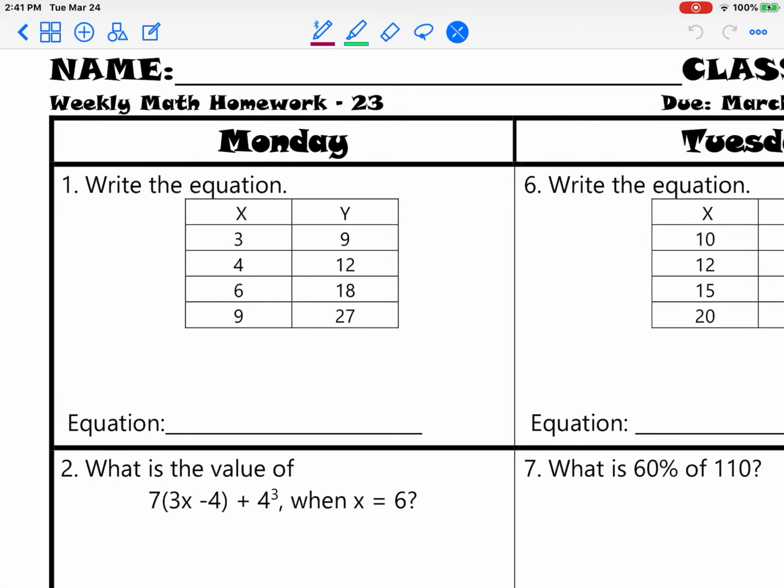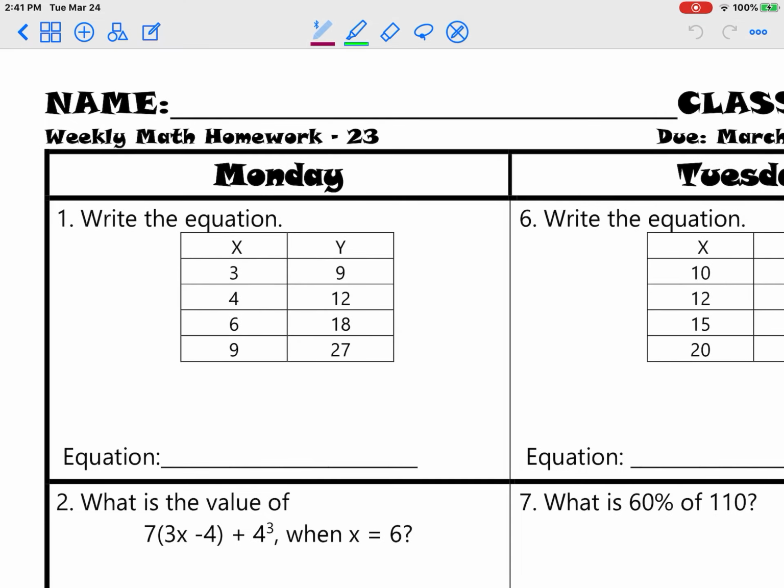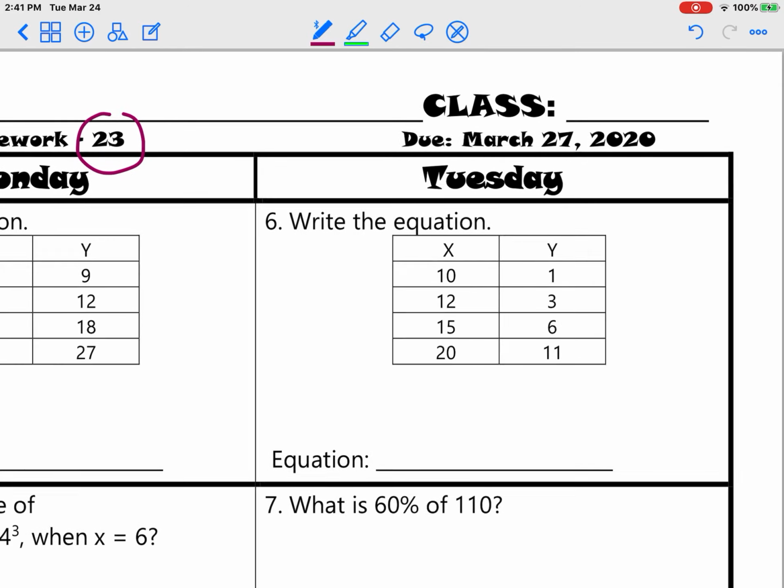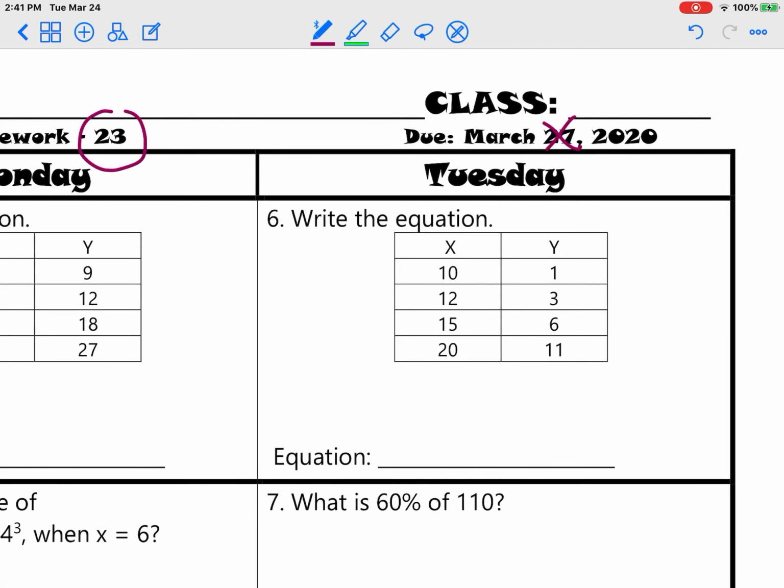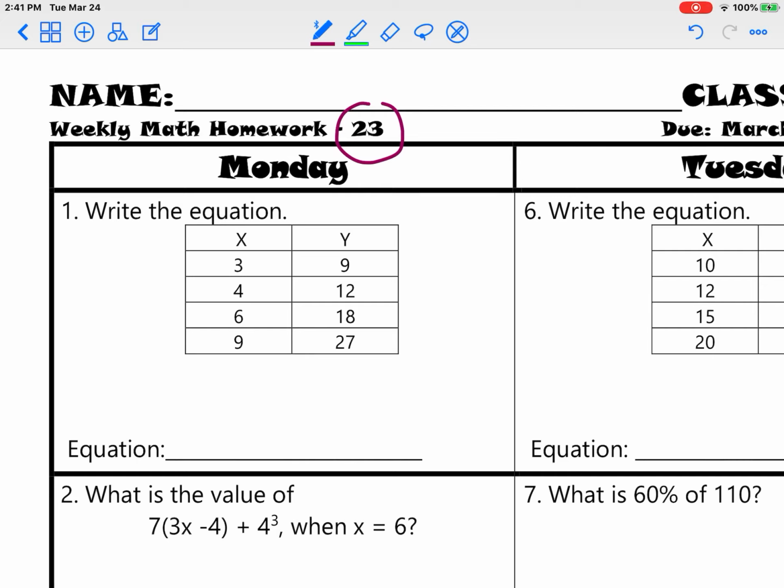Back to the homework. This is homework 23, and it says that it's due March 27th. That's just a misprint. It's actually due Monday, March 30th. All right. So starting with number 1 on Monday, it says write the equation.